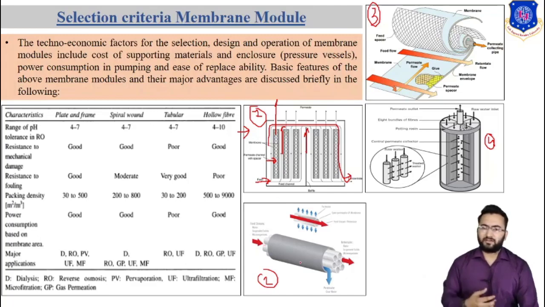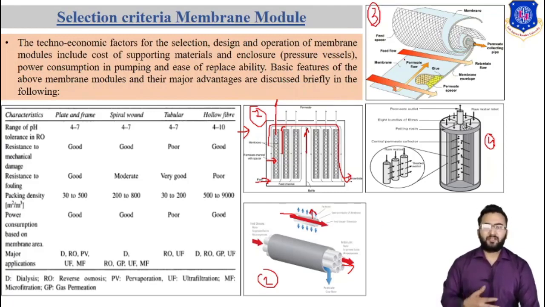Then we also discuss the tubular module, in which tubes are used as the membrane, with the tube wall made of the membrane and support layer. The feed is passed through the tube side, and permeate passes through the wall of the tube, which is a membrane, and we can collect the permeate from the shell side and get the retentate or rejected material from the tube side. A tubular module looks like a shell and tube heat exchanger, in which the tube acts as the membrane material.